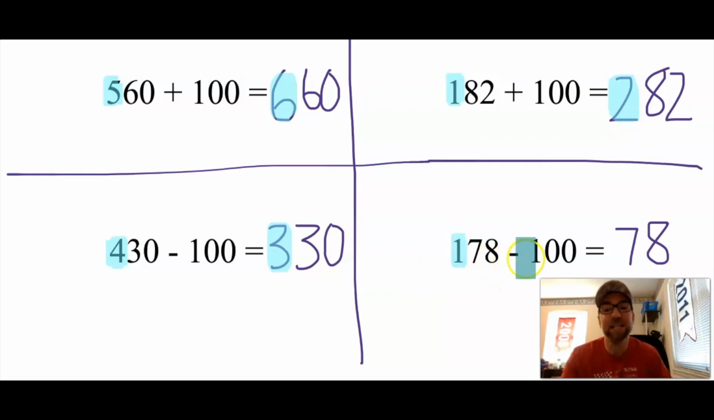178 minus 100. And we're below the number 100. So our answer is just 78. That hundreds digit really became a 0. But we don't write the 0 in front of a number. Awesome job! Wow, second grade.